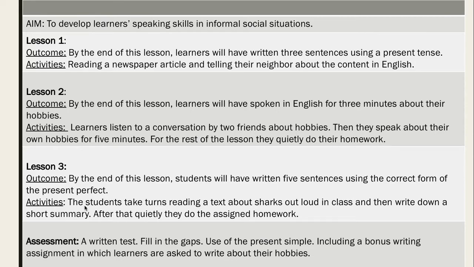Not constructively aligned. The activities, the students take turns reading a text about sharks out loud in class and then write down a short summary. Well, but again, how is that helping to reach this outcome or to help them with the written assessment? So we see that there's really a super lack of alignment here. None of this makes sense or is a logical buildup.